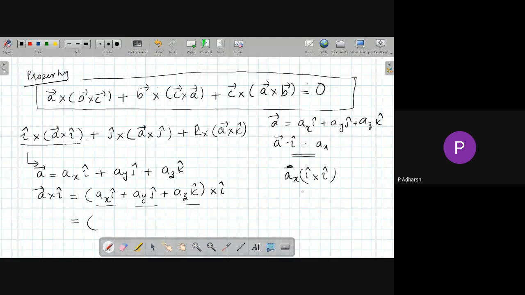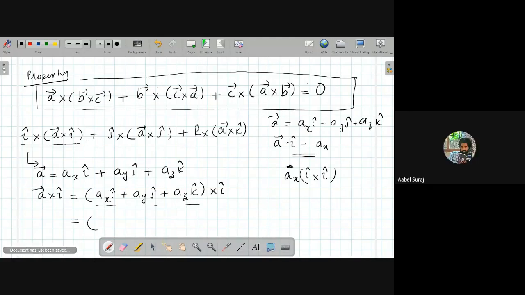Yes, sir. This I cross A dot I could be written as A dot I minus I dot A dot I, I cross this one. This one could be written in the other form, right? That is vector triple product. Yeah, you can write it like that, but I think it won't come like that.